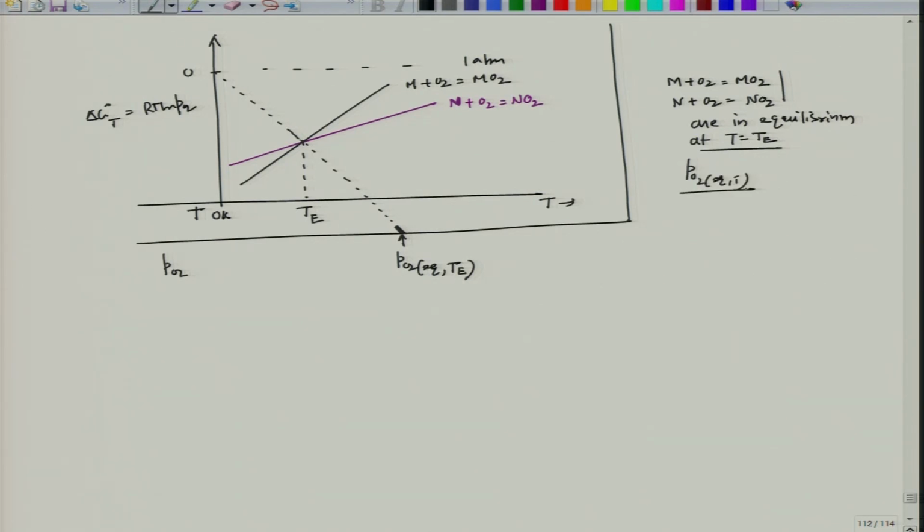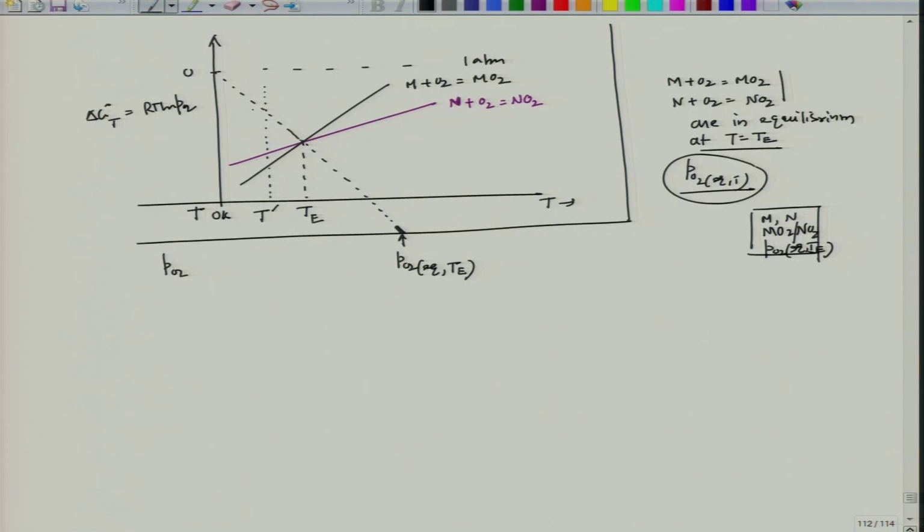And we could see that, since they have the same PO2 for both the reactions, if this partial pressure is maintained in a closed system, let us say in this closed system I have M, N, MO2 as well as NO2 and partial pressure of oxygen equilibrium at TE is maintained, I would see that both the oxidation reactions will reach equilibrium. But now let us say I take some temperature which is below TE, let us say this is T prime.